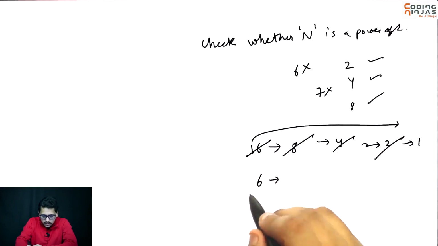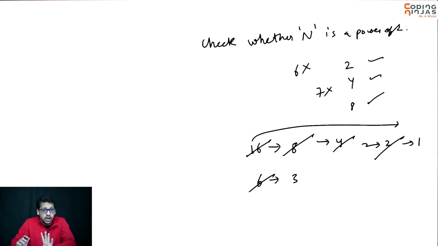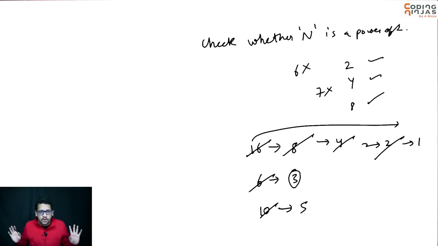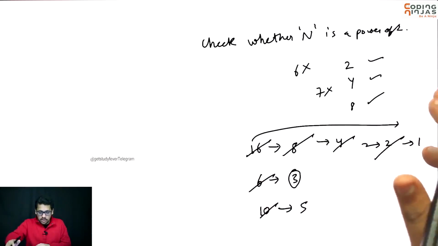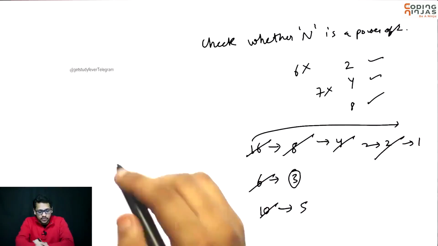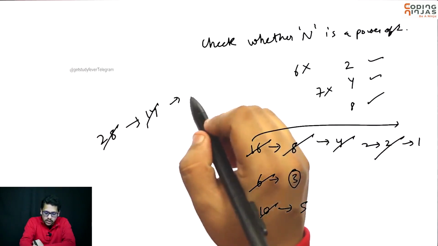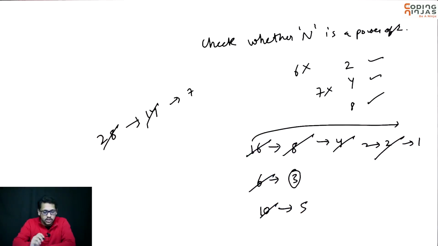Let's see 6: you divide by 2, you get 3. Now it is not divisible by 2, so you will not divide it; you will stop here at 3. Similarly, in case of 10, you divide by 2 and it comes to 5. It is not divisible by 2, so you will not go further. You keep going until you reach a number that is not divisible by 2. Let's see 28. 28 divisible by 2 gives 14. 14 divisible by 2 gives 7. Now we need to stop here because it is not divisible by 2.